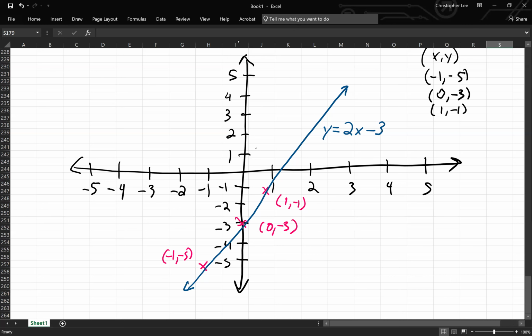Remember your labels. Something that I forgot to mention was this is the x-axis, this is the y-axis. Labels are important. Label your points. You have the line itself. You can write down the line next to it as well. And then the axis is, of course, the x-axis, y-axis.